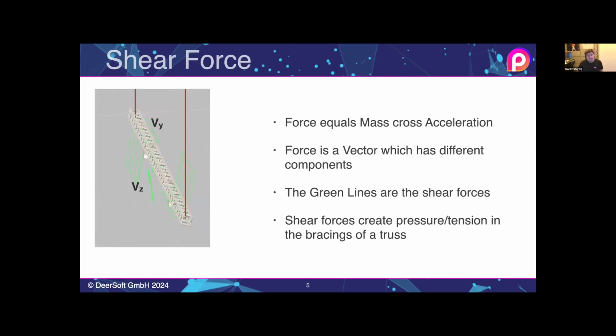The other thing that we have in here are so-called shear forces. Shear forces are the green lines that are displayed in Production Assist. There are two of them, the shear force Vy and Vz. Vy goes to the right of the truss. So it's basically the shear force that pulls the truss apart from each other, while the shear force Vz is pulling it in such a way.